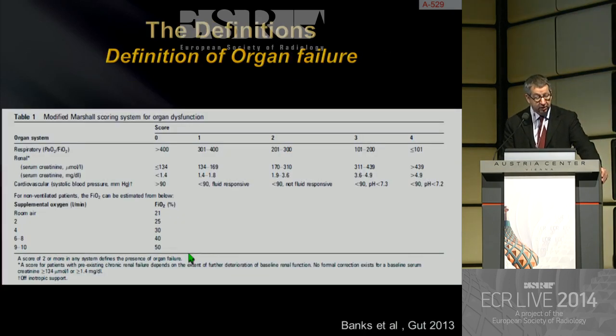So what is organ failure? Organ failure needs assessment of respiratory, renal with serum creatinine, and cardiovascular with systolic blood pressure evaluation. A score of 2 or more in any of these three systems will define the presence of organ failure. You can have single organ failure or multiple organ failure. And what will be important is to have transient or persistent organ failure.